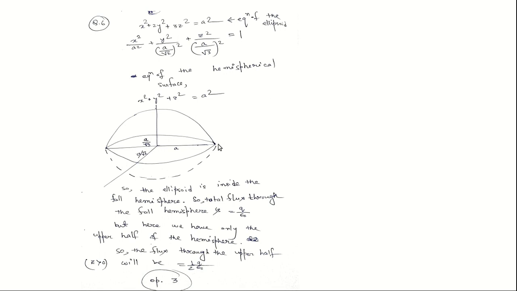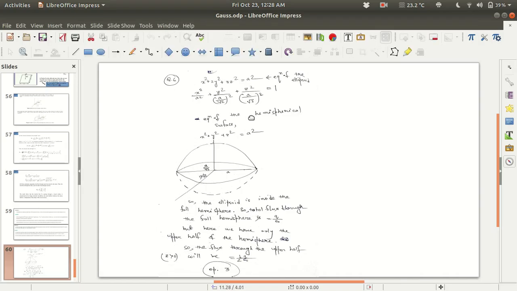So this is how we can calculate the fluxes through different cubes, cylinders and hemispherical surfaces. These are some easy and robust examples where you can learn how to calculate the fluxes through different types of surfaces like cylinder, hemisphere, and other surfaces.